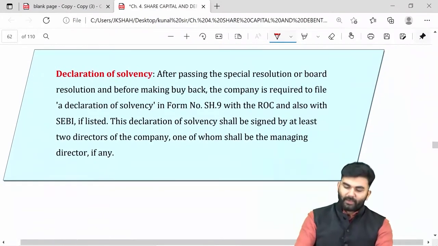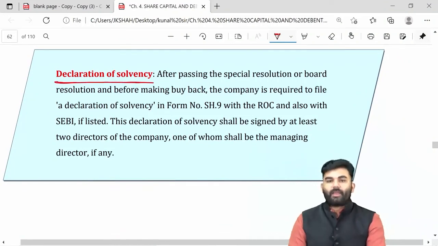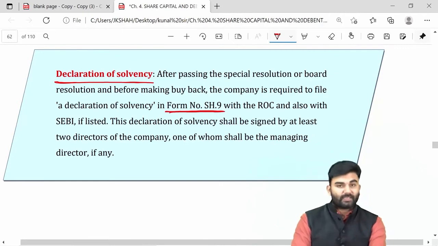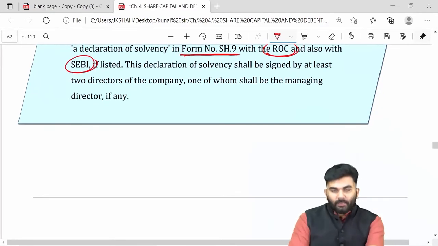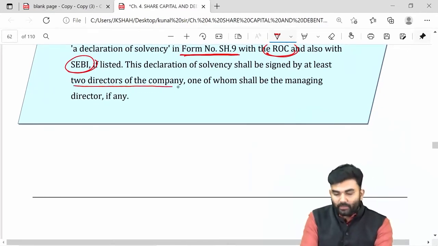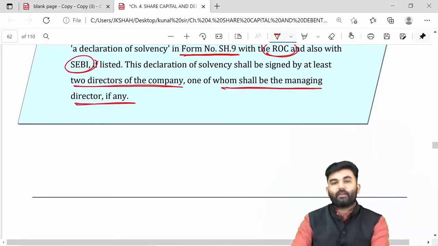The company over here needs to give a declaration of solvency stating that even after the buyback gets completed, we will be solvent in nature. Such declaration of solvency should be given under a form called SH9. Such declaration should be given to ROC as well as SEBI if the company is listed. The declaration of solvency will be signed by 2 directors of the company. Out of them, one should be a managing director, if any.